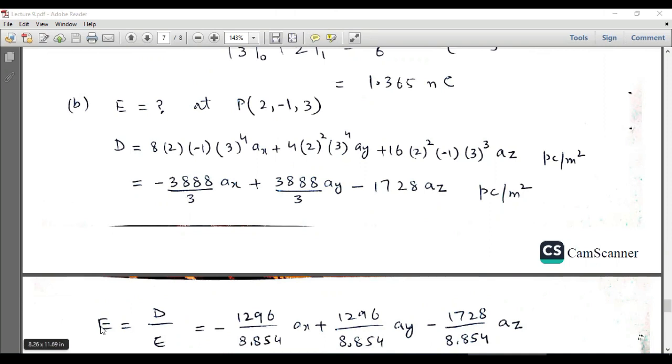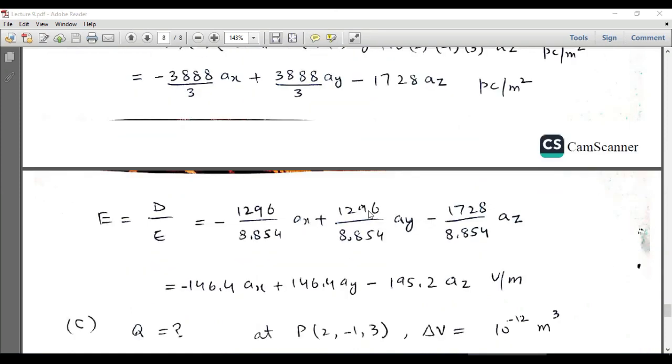Now E can be calculated easily. So E is equal to D over epsilon. So this is D in picocoulomb per meter squared, right? So this is 1296. This is also 1296, and they are in picocoulomb per meter squared. Pico means 10 raised to power minus 12, and epsilon is equal to 8.854 into 10 to the minus 12. So those will be cancelled out, and we will just divide this 1296 by 8.854, here again 8.854, and here again. So it will be minus 146.4 ax plus this minus this volts per meter. So that part was also very simple.